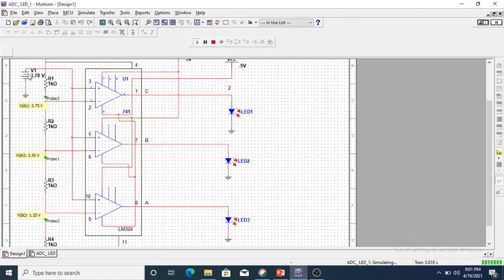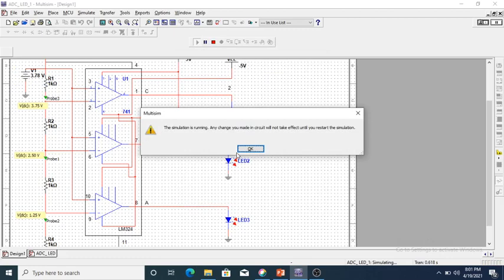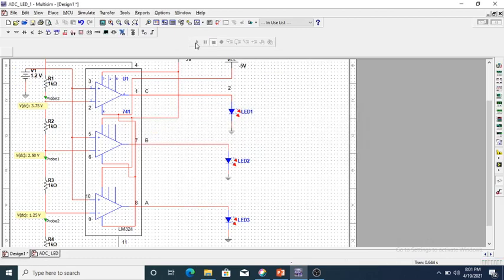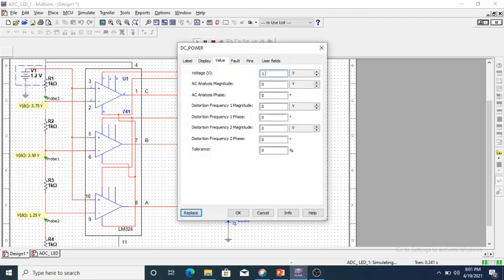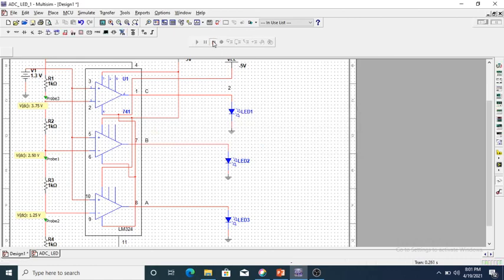Now suppose my input voltage is below 1.25, so I take 1.20 volt, and if I press the simulation button, then LED 1, LED 2 and LED 3 will all be off. So when my input is less than 1.25, all the LEDs will be off. Now when my input is greater than 1.25, let us say 1.30 volt, again run the simulation, only LED 3 will glow.